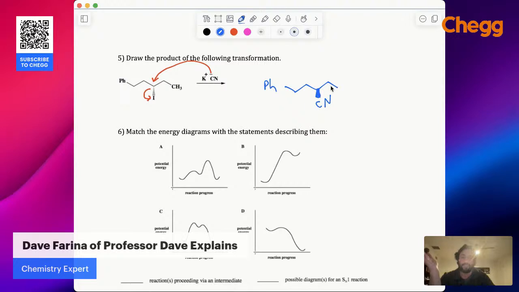Usually when we're doing these, it's pretty easy. We have this on a dash bond, so the new group is on the wedge bond. If it was on the wedge bond, your answer is going to be on the dash bond. It's usually pretty straightforward like that. So this is SN2. This is your straightforward SN2 reaction. It's very easy. Okay, let's see if I missed anything.